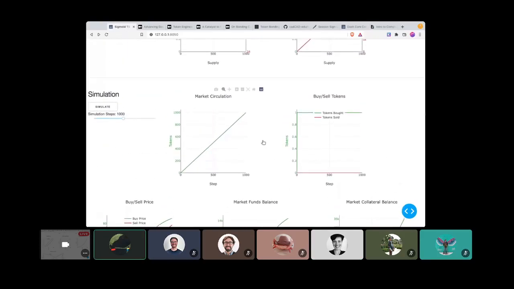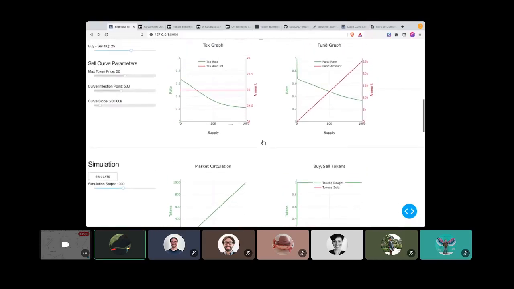Those two will not necessarily be the same. They are in this case because of the simple simulation that's set up. But I think there's a lot of value in exploring how the system behaves over time as compared to how it behaves as a function of supply.